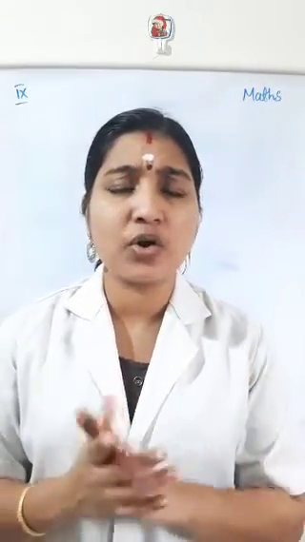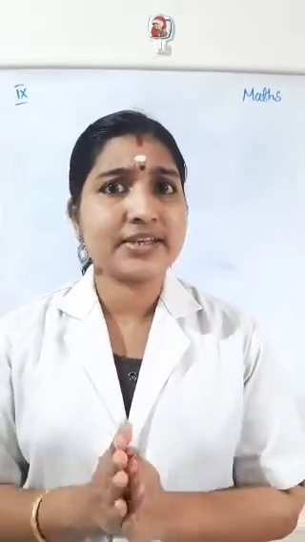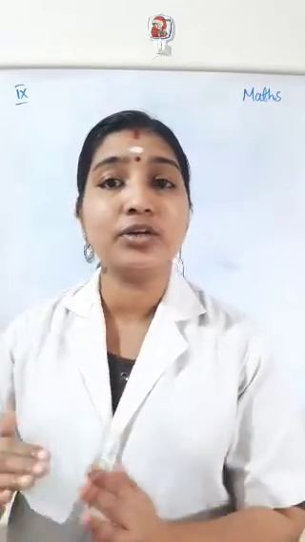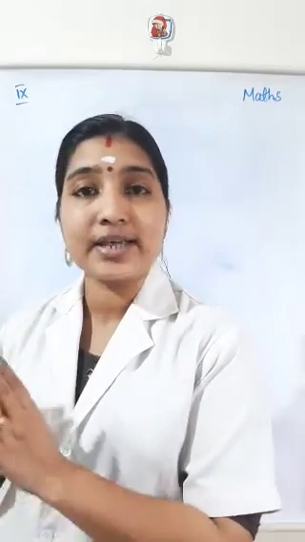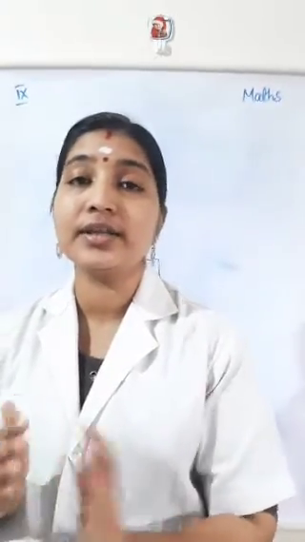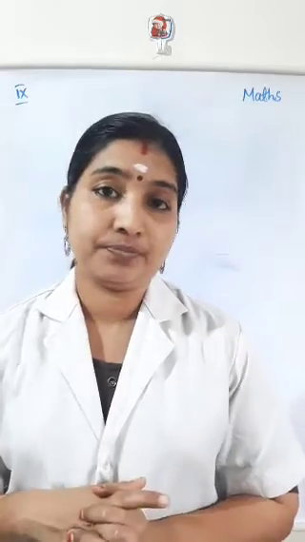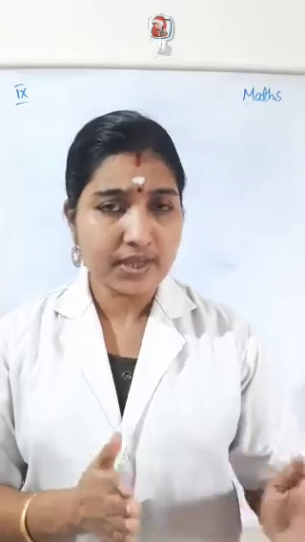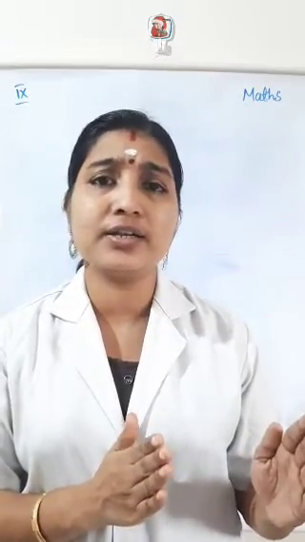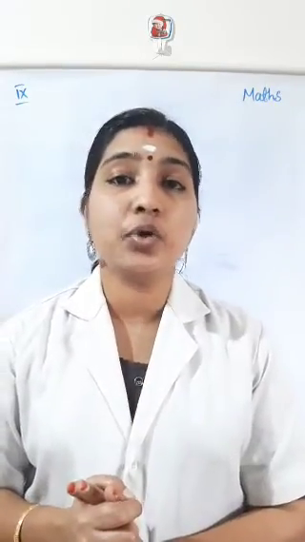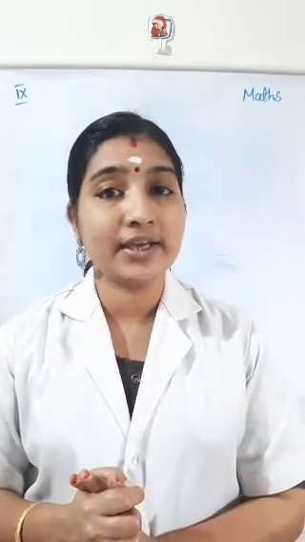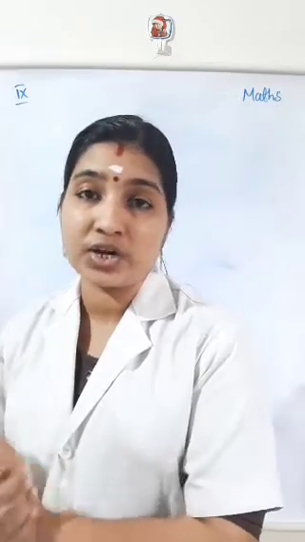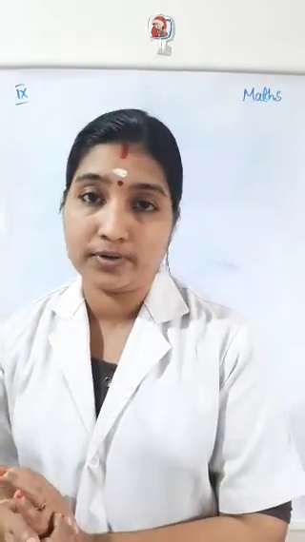What is SAS criteria? Two sides and the included angle of one triangle are equal to two sides and the included angle of another triangle. Then the two triangles are congruent. Then what is the ASA congruence rule? In two triangles, if two angles and the included side of one triangle are equal to two angles and the included side of another triangle, then the two triangles are congruent.